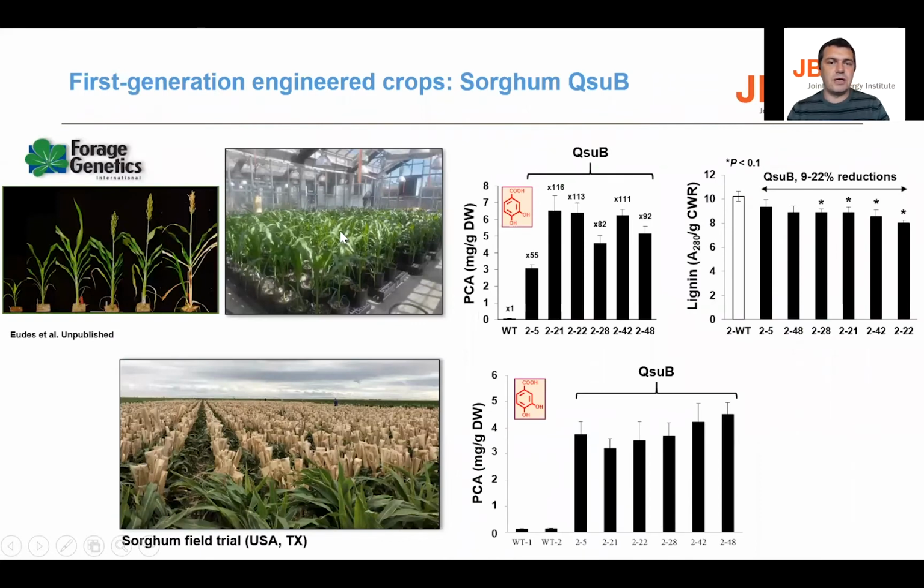So the QsuB gene was introduced into sorghum, which is a potential bioenergy crop. And these engineered plants also overproduce protocatechuate compared to control. And they had lignin reductions as well. This was from plants grown in the greenhouse, and we also field tested these plants in Texas. We are in the process of analyzing the samples. What we know already is that the protocatechuate production is maintained from these plants grown in the field.